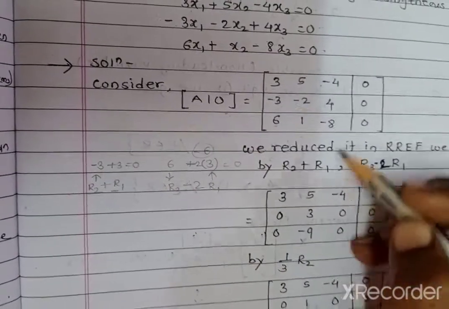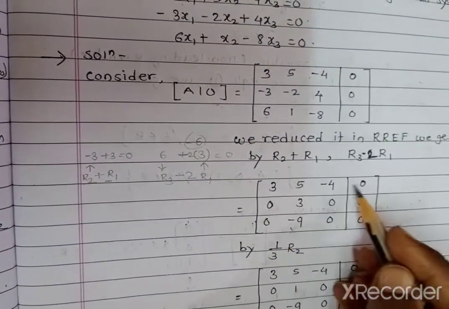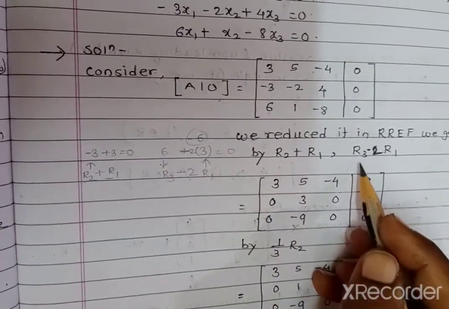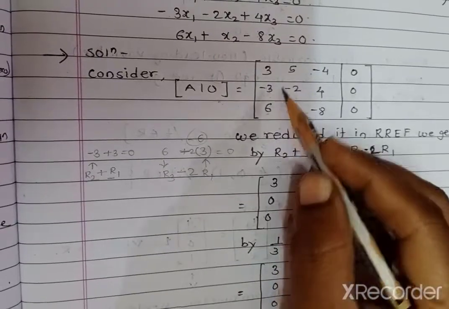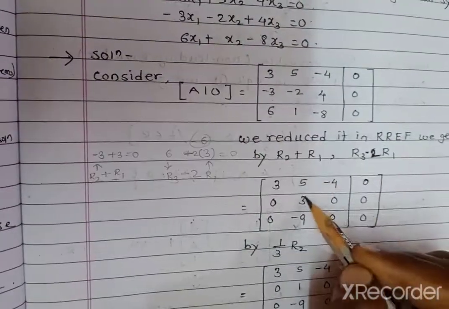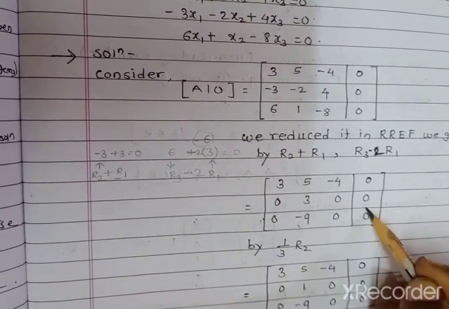So R2 plus R1: minus 3 plus 3, 0. The first row we keep as it is. We only make changes in the second and third rows. Minus 3 plus 3 is 0. Minus 2 plus 5 is plus 3. Plus 4 minus 4 is 0. 0 plus 0 is 0.